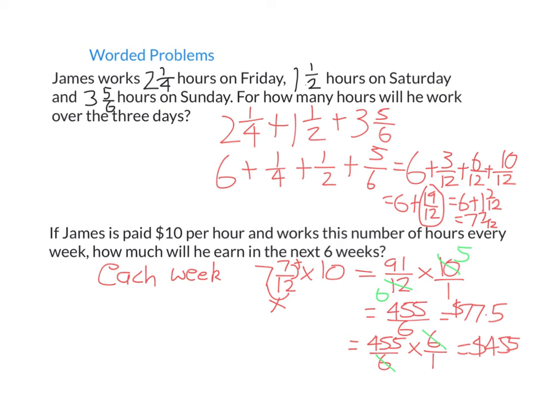So in 6 weeks, I just have to times that amount by 6. But when timesing by 6, I can just cancel these 2 fractions here. And cancelling the 6 leaves me with a 1 on the top and the bottom. 455 times 1 is 455. 1 times 1 is 1. I'm just left with $455.